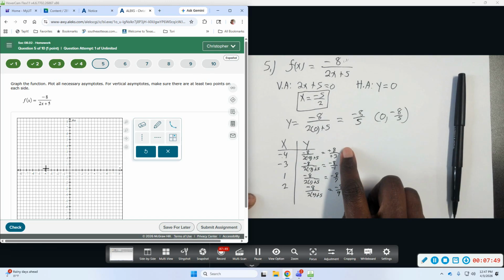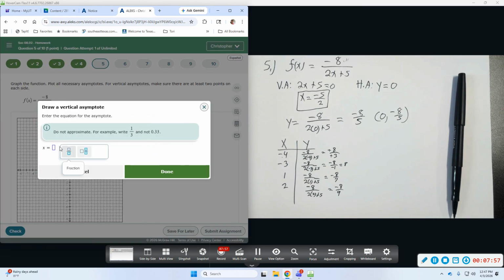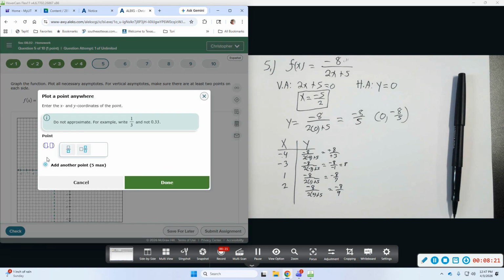Okay, so I'm going to use these values, these ordered pairs, and then plug in my asymptotes, and then we'll graph it. So we're going to say vertical asymptote x equals -5 over 2. Horizontal asymptote y equals 0. We're going to do some points. It allows you to add up to 5. So I'm going to do the y-intercept, which is going to be (0, -8/5).